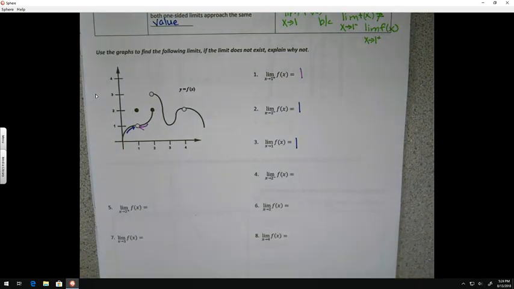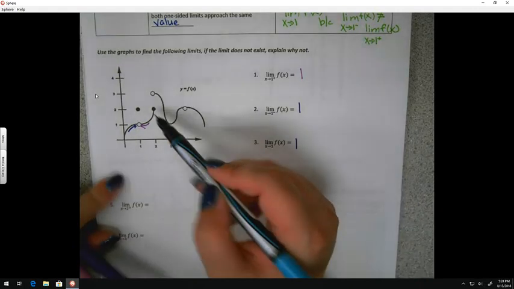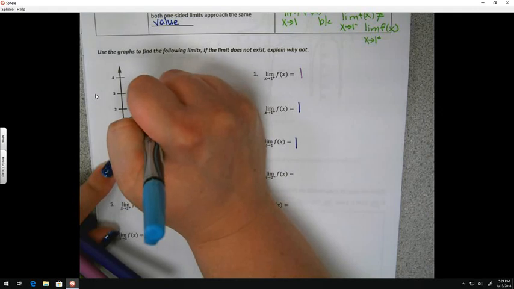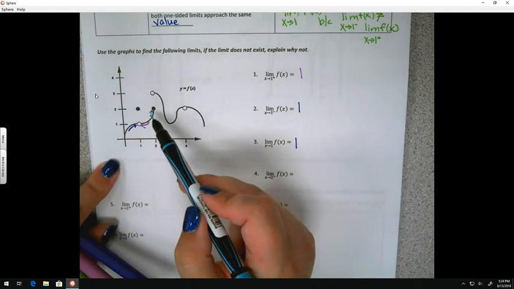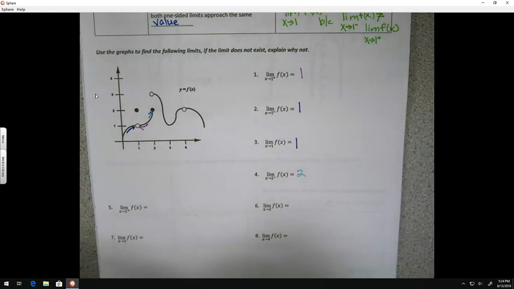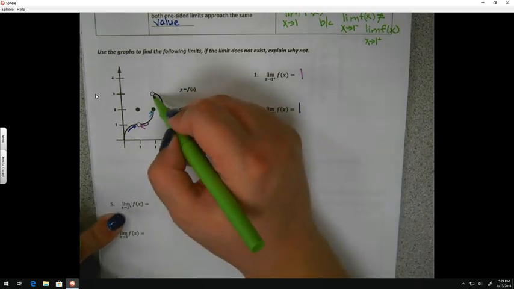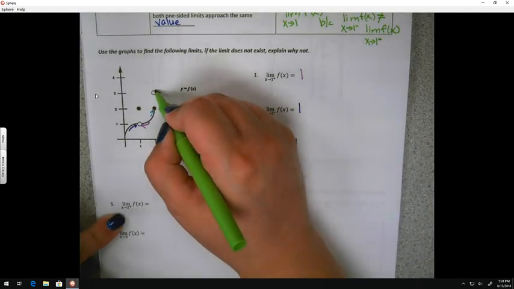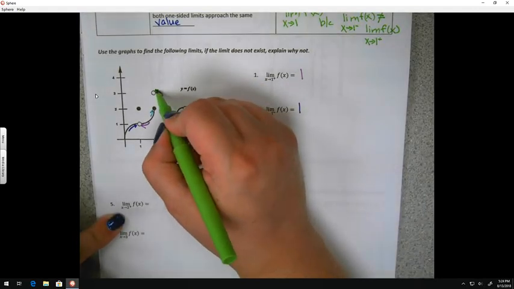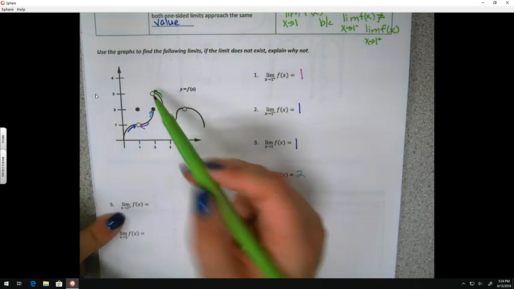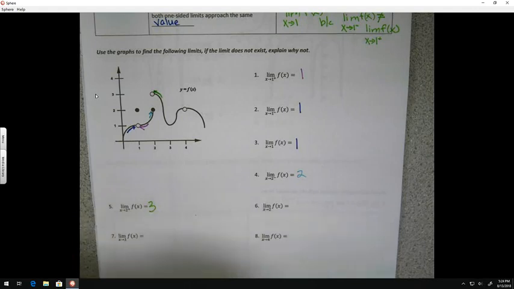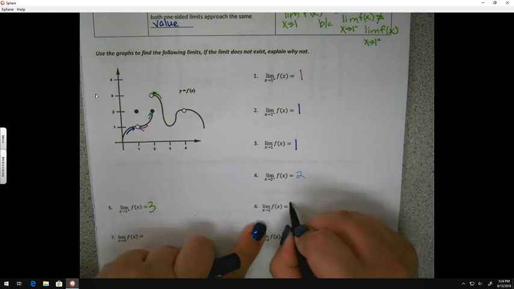Okay. Then we want to look at the limit as x approaches 2 from the left. So here's 2, and from the left, we're going to be looking at this portion here, which means we're approaching 2. And then the limit as x approaches 2 from the right, so we're looking at number 5 now. So here's 2 from the right. That's going to be this part up here, this green part that I'm drawing in. So that is going to be 3, which means when we look at that overall limit as x approaches 2, that one does not exist.